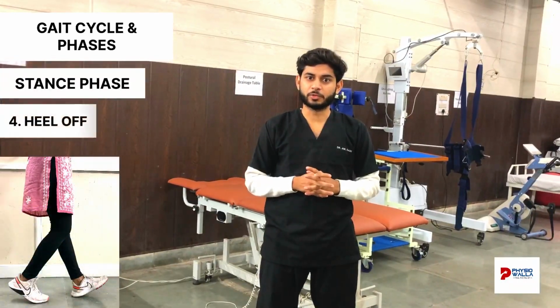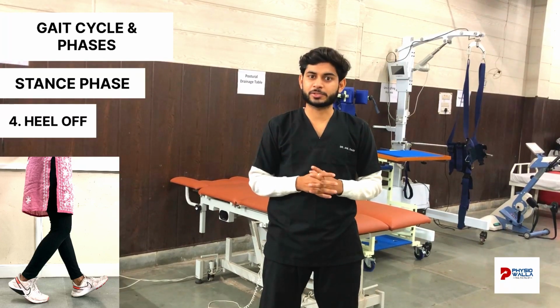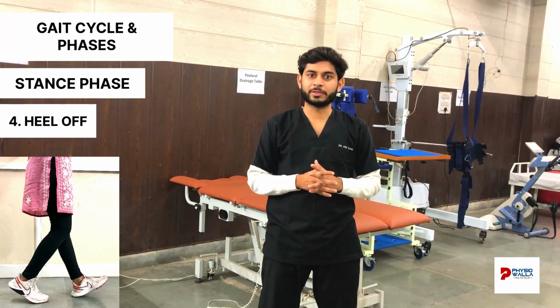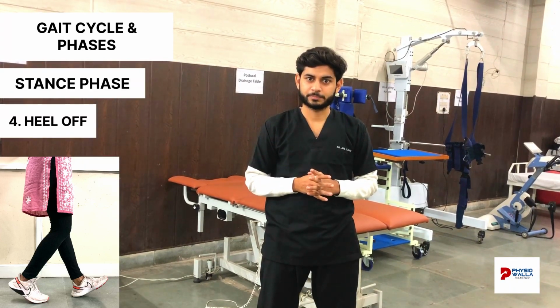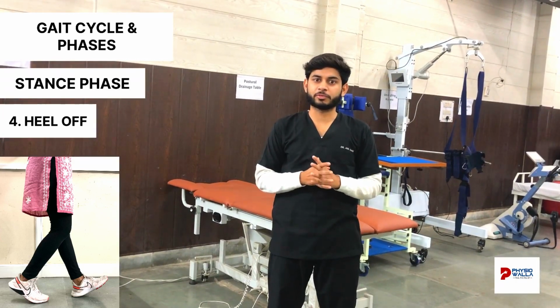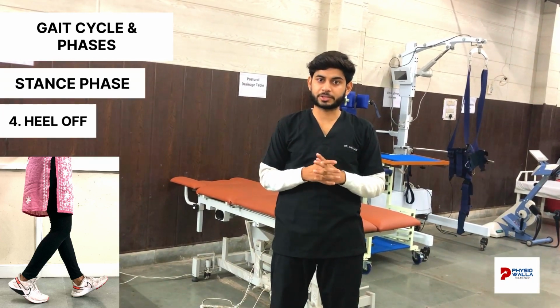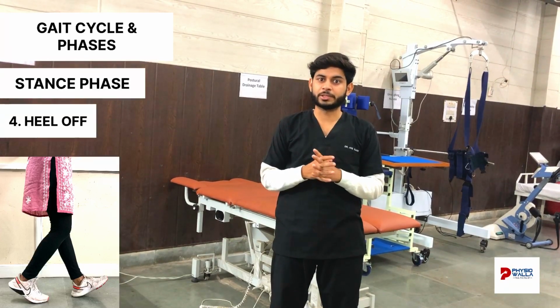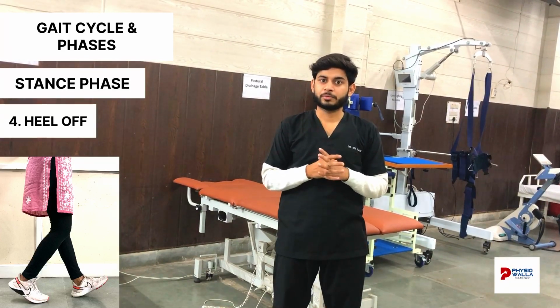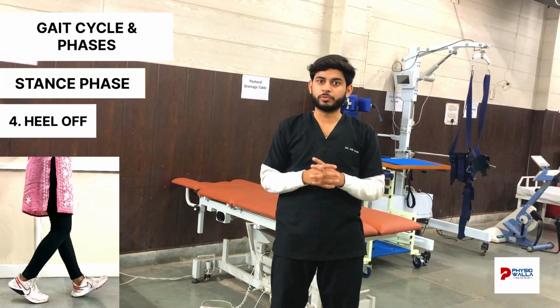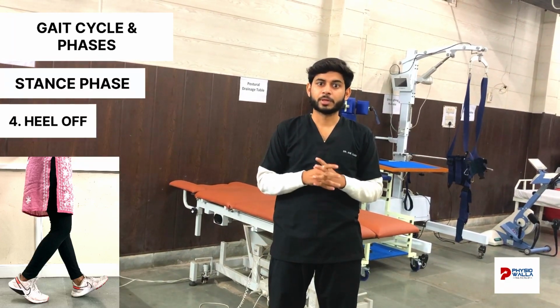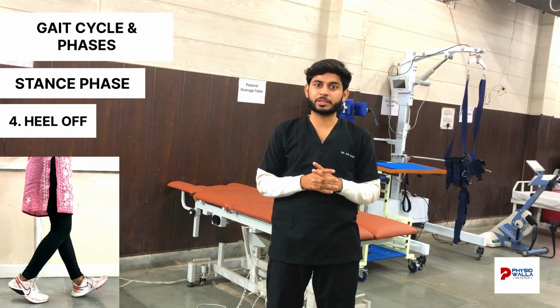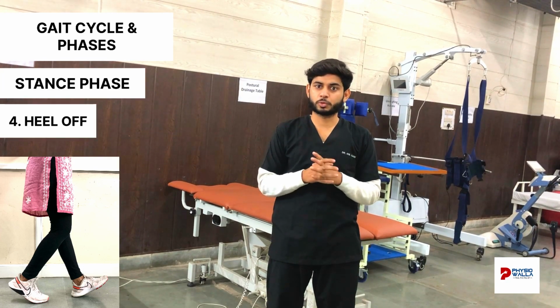Fourth is heel off, also known as terminal stance phase. It begins when the heel leaves the floor. In this, iliopsoas muscle works for 10 to 15 degree hip extension. Then gastrocnemius muscle works concentrically for 4 degree knee flexion moving towards extension. Then plantar flexors work concentrically for foot supination.